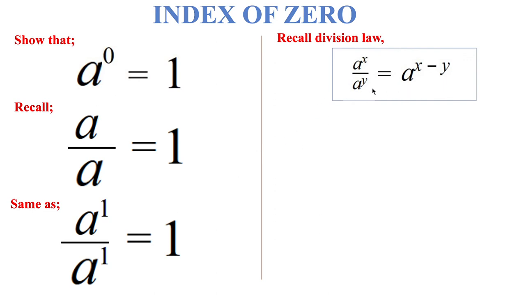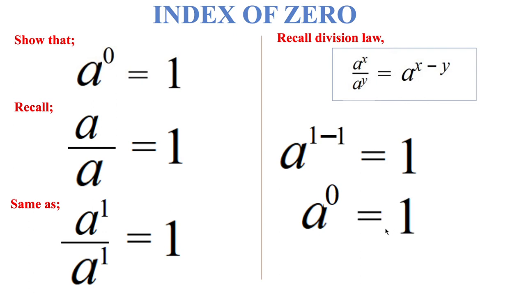So I can use this law to evaluate the left hand side here. So I have a to the power 1 minus 1, equal to 1. What is 1 minus 1? It is 0. So we now have a to the power 0 equal to what? 1. So this is how we show that any number raised to power 0 must be equal to 1. And these laws are very useful when we are solving mathematical questions and even in your sciences.